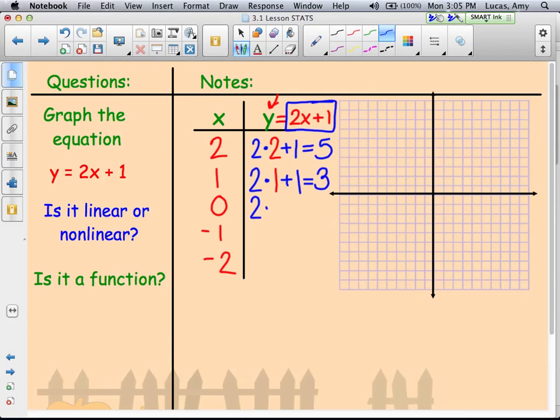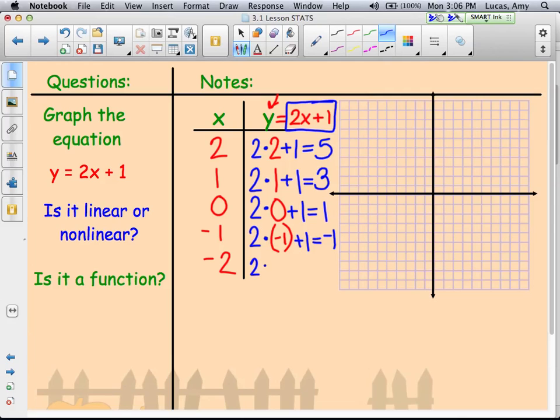Next one, 2 times 0, plus 1. Anything times 0 is 0, plus 1 is 1. Next one, 2 times negative 1. When I plug in a negative number, I try to remember to put it in parentheses so that I can make sure I see that negative sign. 2 times negative 1 is negative 2, plus 1 is negative 1. If you're not so strong with your integers, please use a calculator to double check on those.